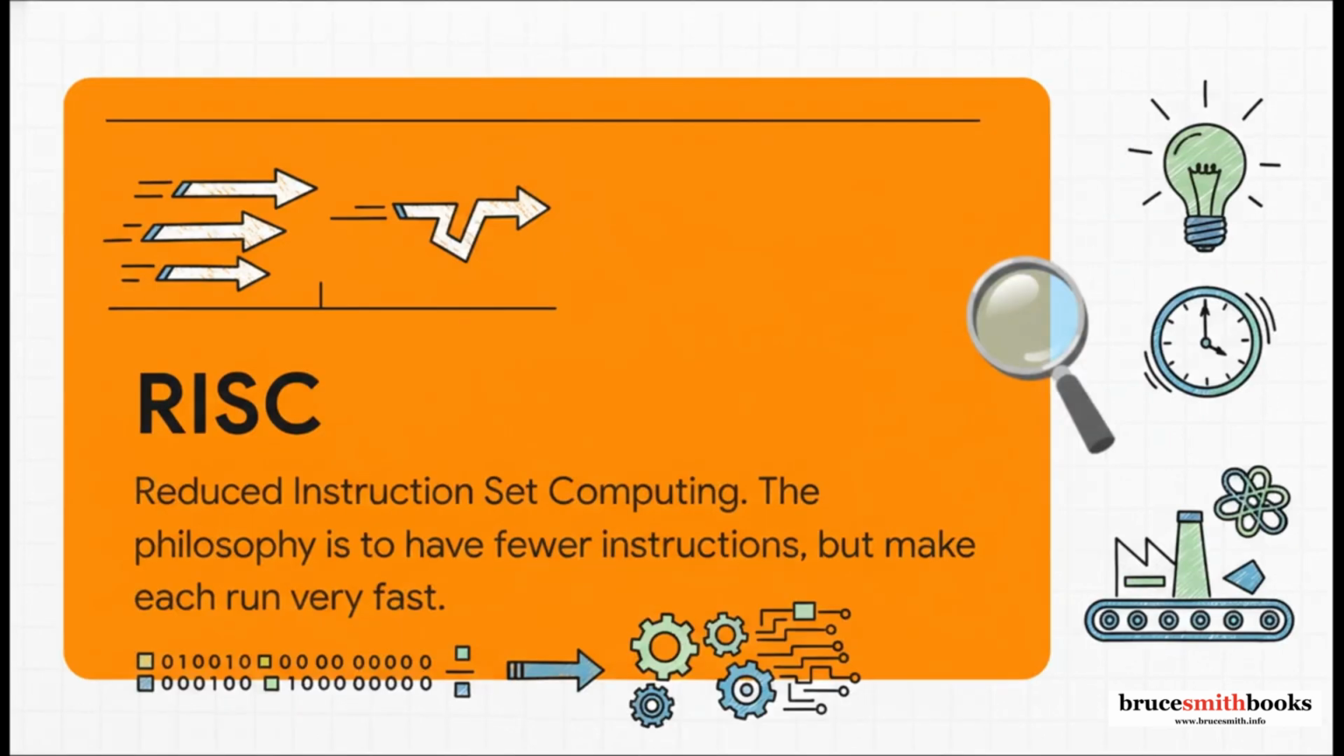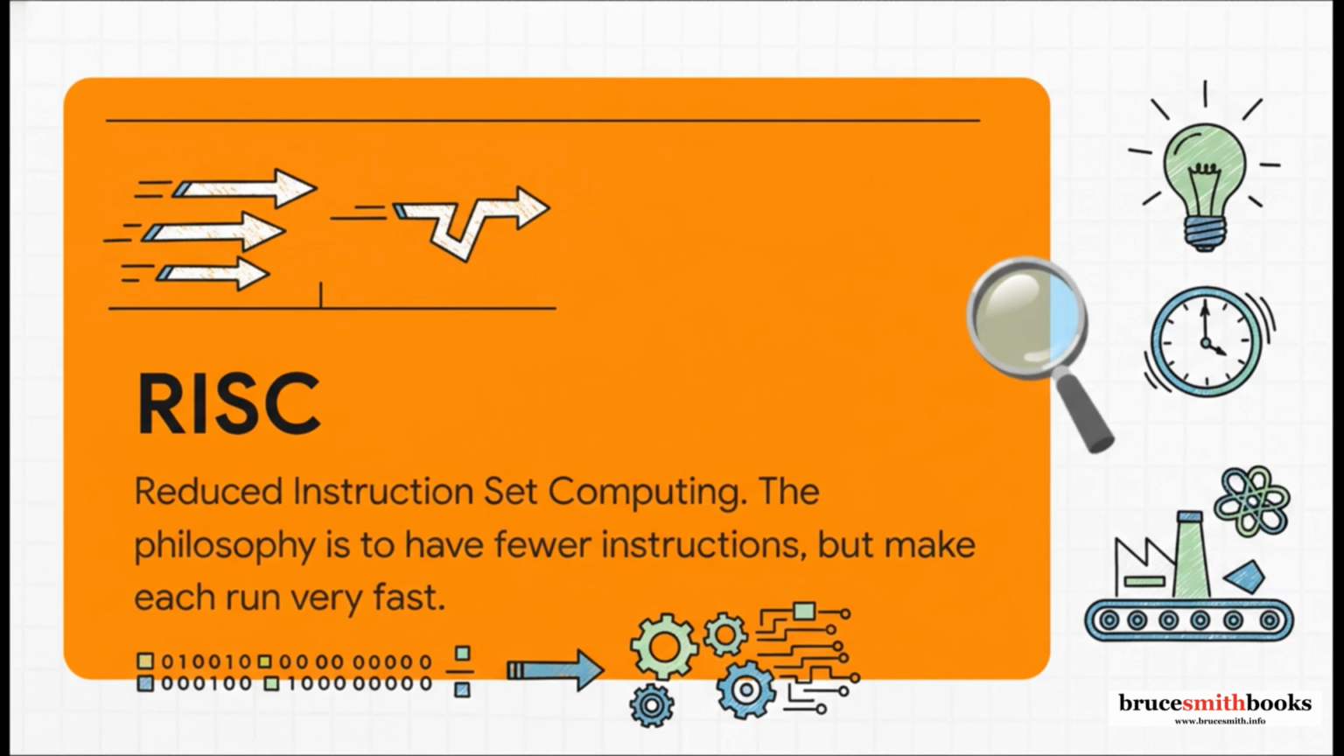The R in ARM actually stands for RISC, which means Reduced Instruction Set Computing. The whole idea here is simplicity. Instead of having hundreds of really complicated instructions, the RISC philosophy says, let's have a much smaller set of instructions, but let's make each one do one simple thing incredibly fast.